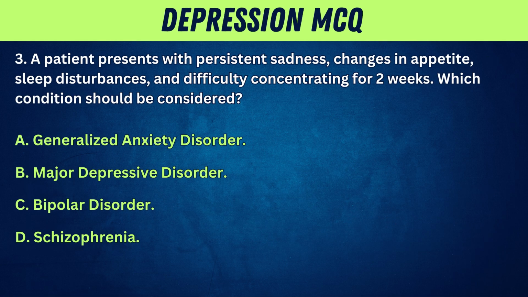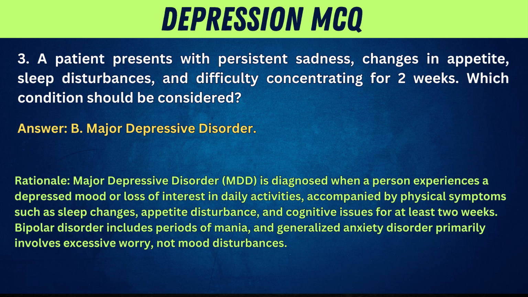3. A patient presents with persistent sadness, changes in appetite, sleep disturbances, and difficulty concentrating for 2 weeks. Which condition should be considered? A. Generalized anxiety disorder. B. Major depressive disorder. C. Bipolar disorder. D. Schizophrenia. Answer: B. Major depressive disorder. Rationale: major depressive disorder, MDD, is diagnosed when a person experiences a depressed mood or loss of interest in daily activities, accompanied by physical symptoms such as sleep changes, appetite disturbance, and cognitive issues for at least 2 weeks. Bipolar disorder includes periods of mania, and generalized anxiety disorder primarily involves excessive worry, not mood disturbances.